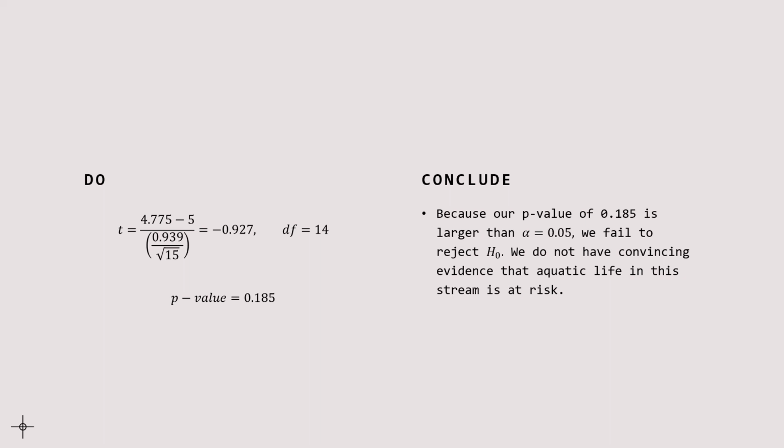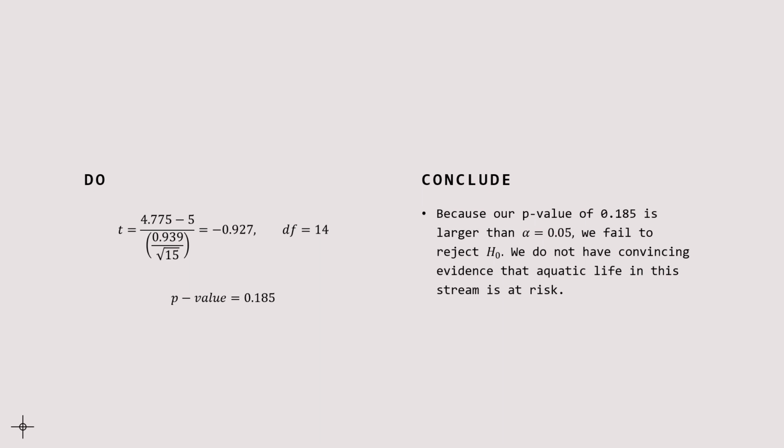than it. So that means that we would again fail to reject this. Okay, we do not have convincing evidence that the aquatic life in the stream is at risk. So we look at it and go, that's okay, no problem here. Yeah, the average was lower, but it's probably not overall the average is lower than 5. Okay, and that's what we would do for our conclusion.